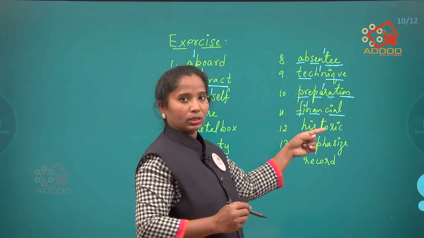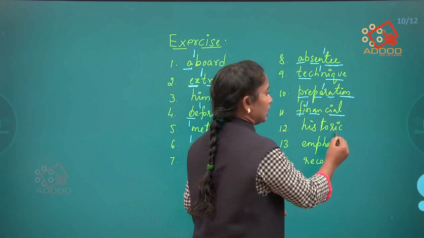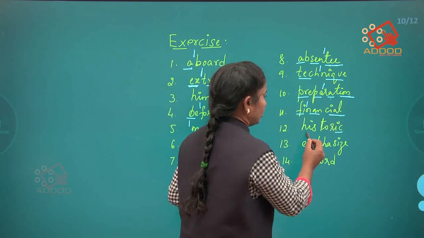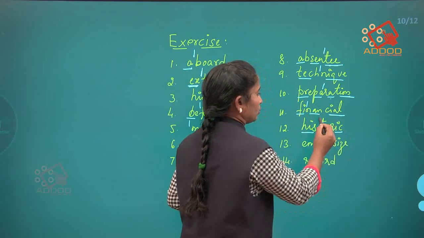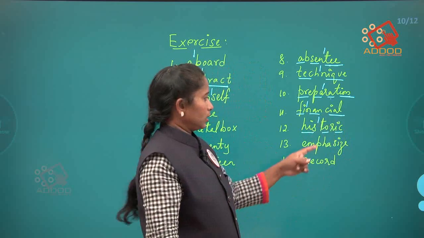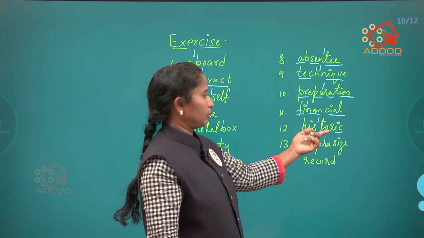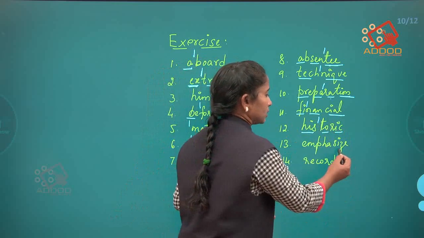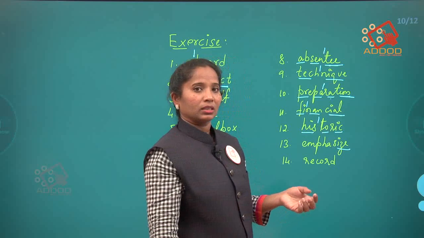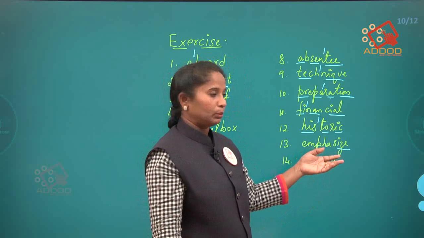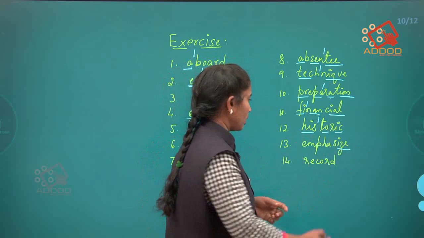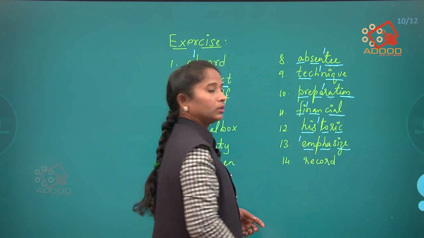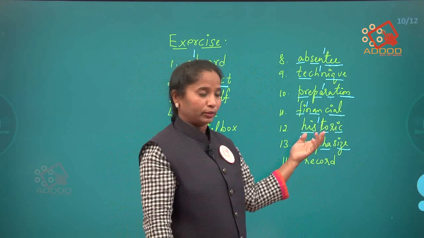Next one, historic. Whenever there is IC, again the same rule follows, from the end, second. So historic, the stress mark will be on the T, from the end, second syllable. Now emphasize. Whenever there is a suffix ize, then it will be on the third syllable from the end. So how many syllables do you have? Emphasize. So the stress will be on the third syllable from the end of the word.